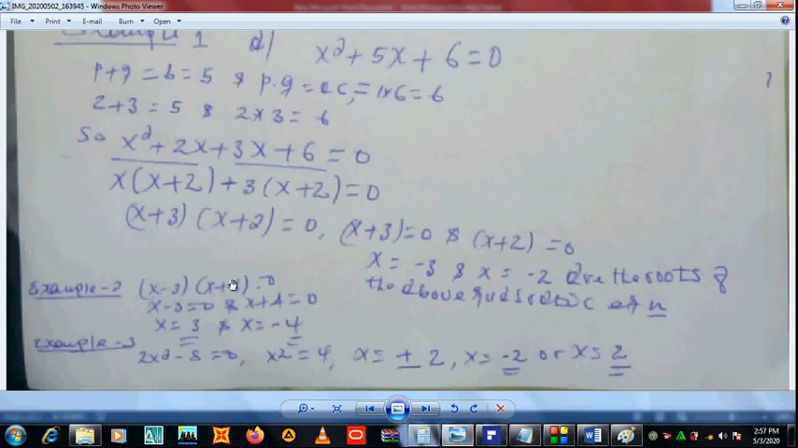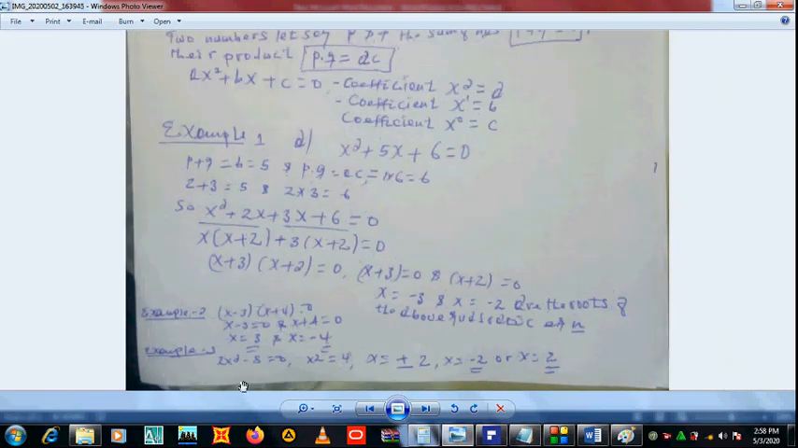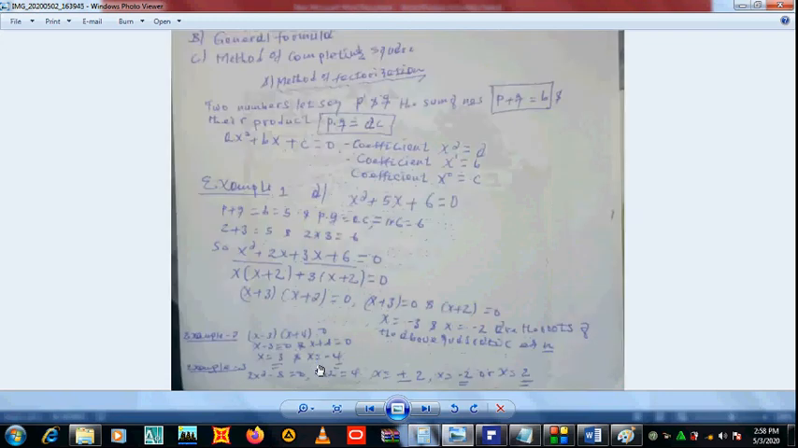Zero product rule. (x minus 3)(x plus 4) equals 0 means either x minus 3 is 0, or x plus 4 is 0. We say that x minus 3 equals 0 or x plus 4 equals 0. Then x equals 3 and x equals negative 4 are the solutions. Is that clear? Thank you very much.